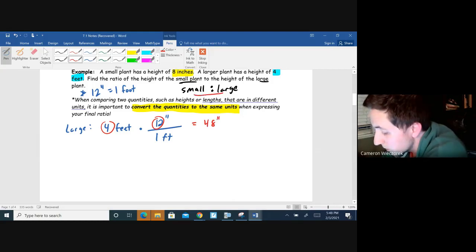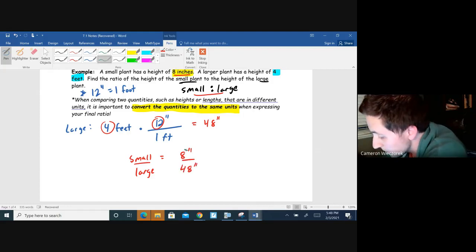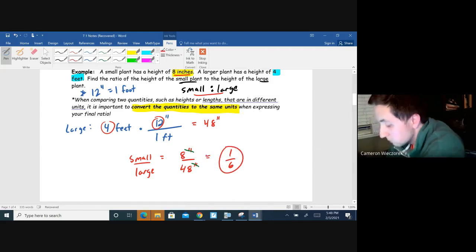They said small to large. So now that I have everything in inches, the small one was 8 inches. The large one was 48 inches. The nice thing now is the inches cancel out. So I'm just reducing 8 over 48, which is a 1:6 ratio. You always want to reduce. I'm just going to make a comment here. Reduce.